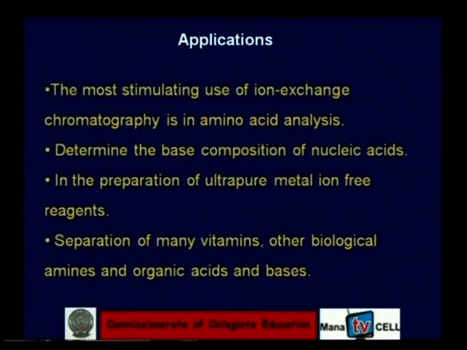Here we can see the applications of ion exchangers. We can determine the composition of nucleic acids, and it is also useful for the separation of many vitamins, other biological amines and organic acids and bases.